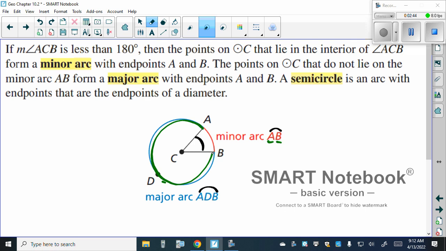And a semicircle is an arc with endpoints that are the endpoints of the diameter. So if we have a diameter, the arc that connects it along the circle is going to be a semicircle, because it's half the circle.